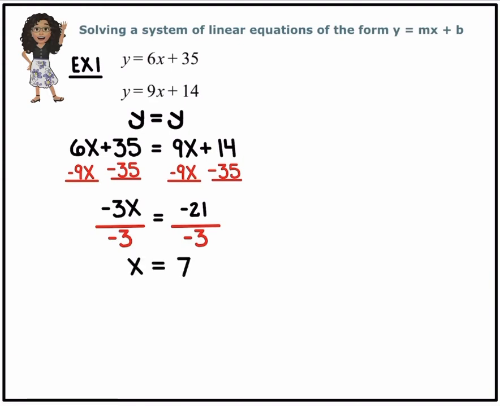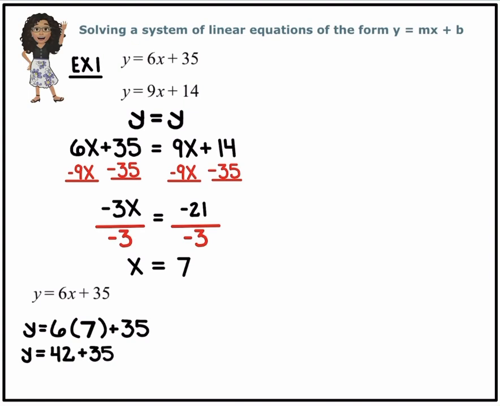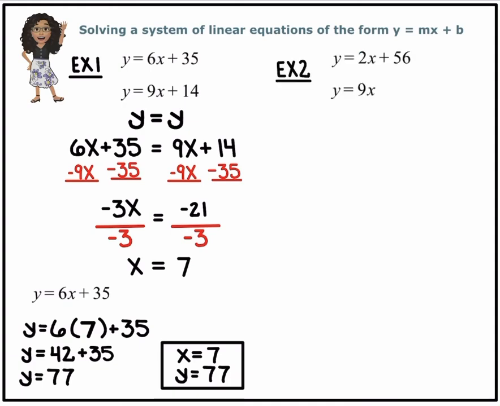To finish solving, we need to go back to the original equations and grab one of them. It does not matter which one we grab. I've grabbed y equals 6x plus 35. Now I'm going to replace the x in that equation with 7. Using order of operations to simplify, 6 times 7 is 42, combining, and we get 77. The final answer is x equals 7 and y equals 77.